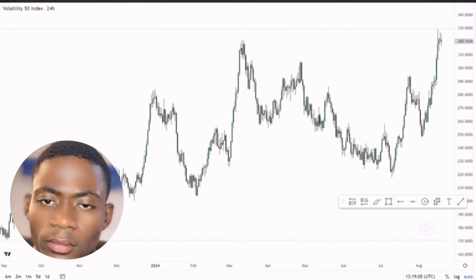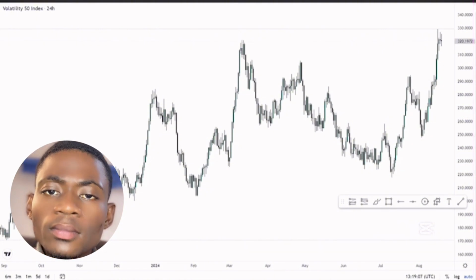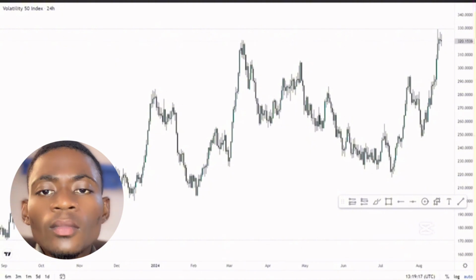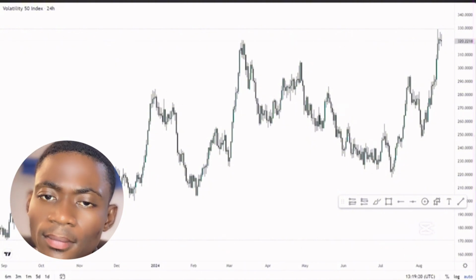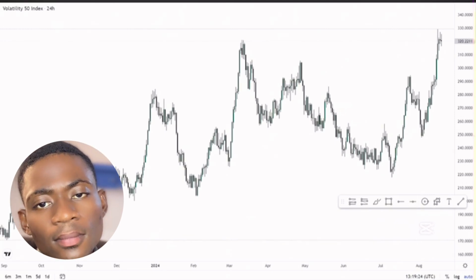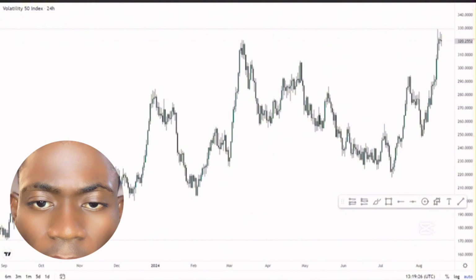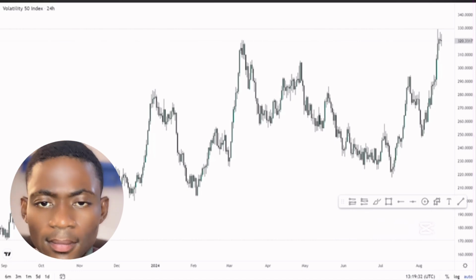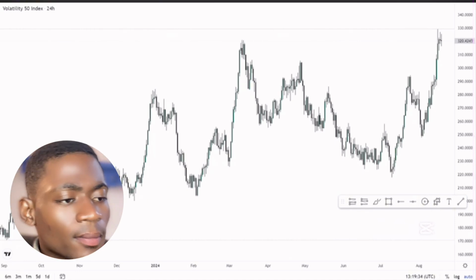Now, let me tell you this before we get straight into what we want to learn. When it comes to untested areas, it is not independent, it is dependent. When we talk about an untested zone, it is dependent on other strategies of the market. It is dependent on the market structure. It is dependent on the liquidity area where you're expecting the market to come back to. It is dependent on points of interest.